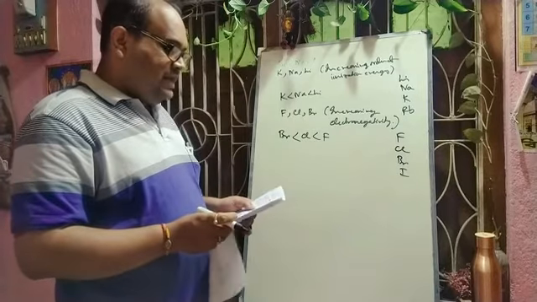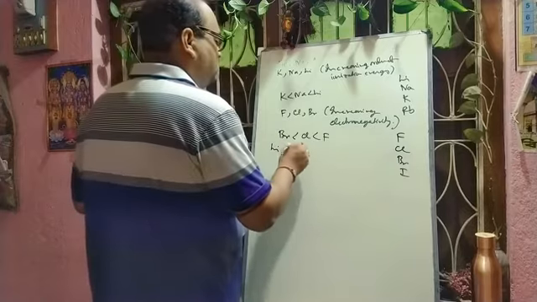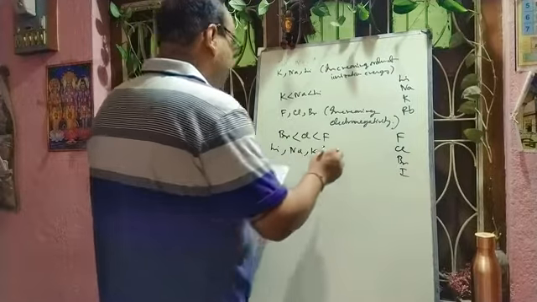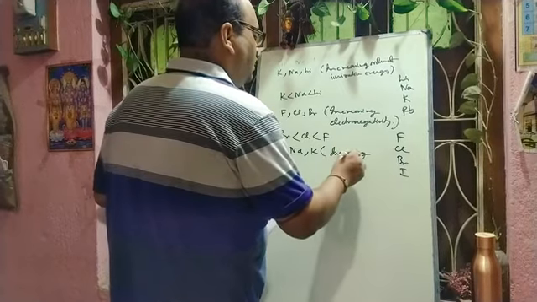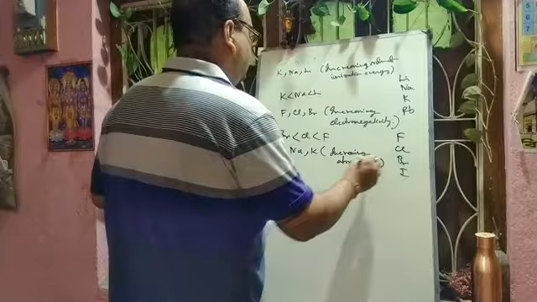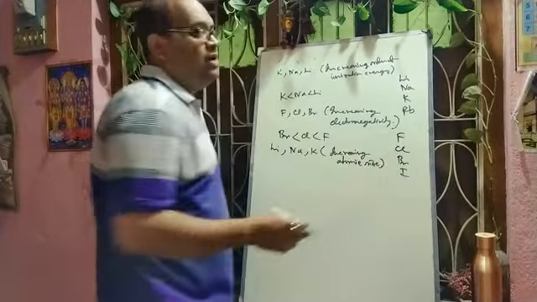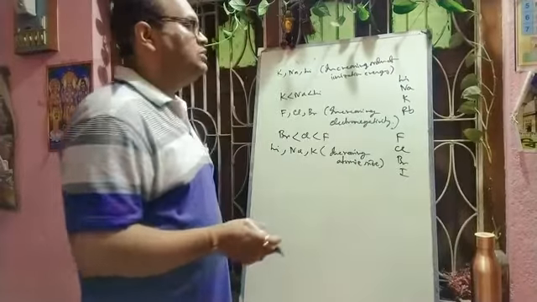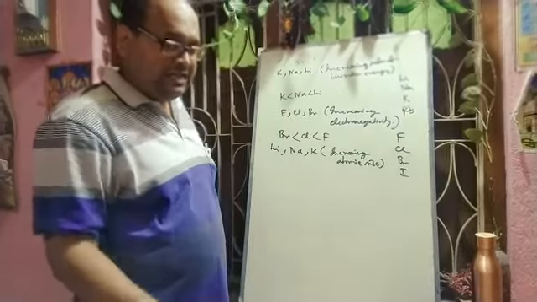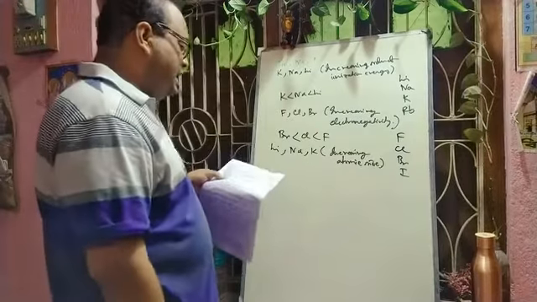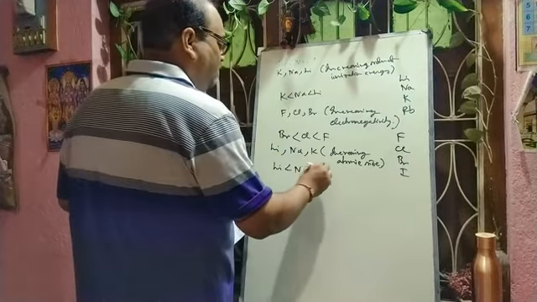Next question is given: lithium, sodium, potassium, increasing atomic size. Whenever you go down from lithium to sodium to potassium, one shell is added each time. Lithium is a second period element, then third period, then fourth period. So size will increase. Lithium has the smallest size, then sodium, then potassium. That will be the answer.